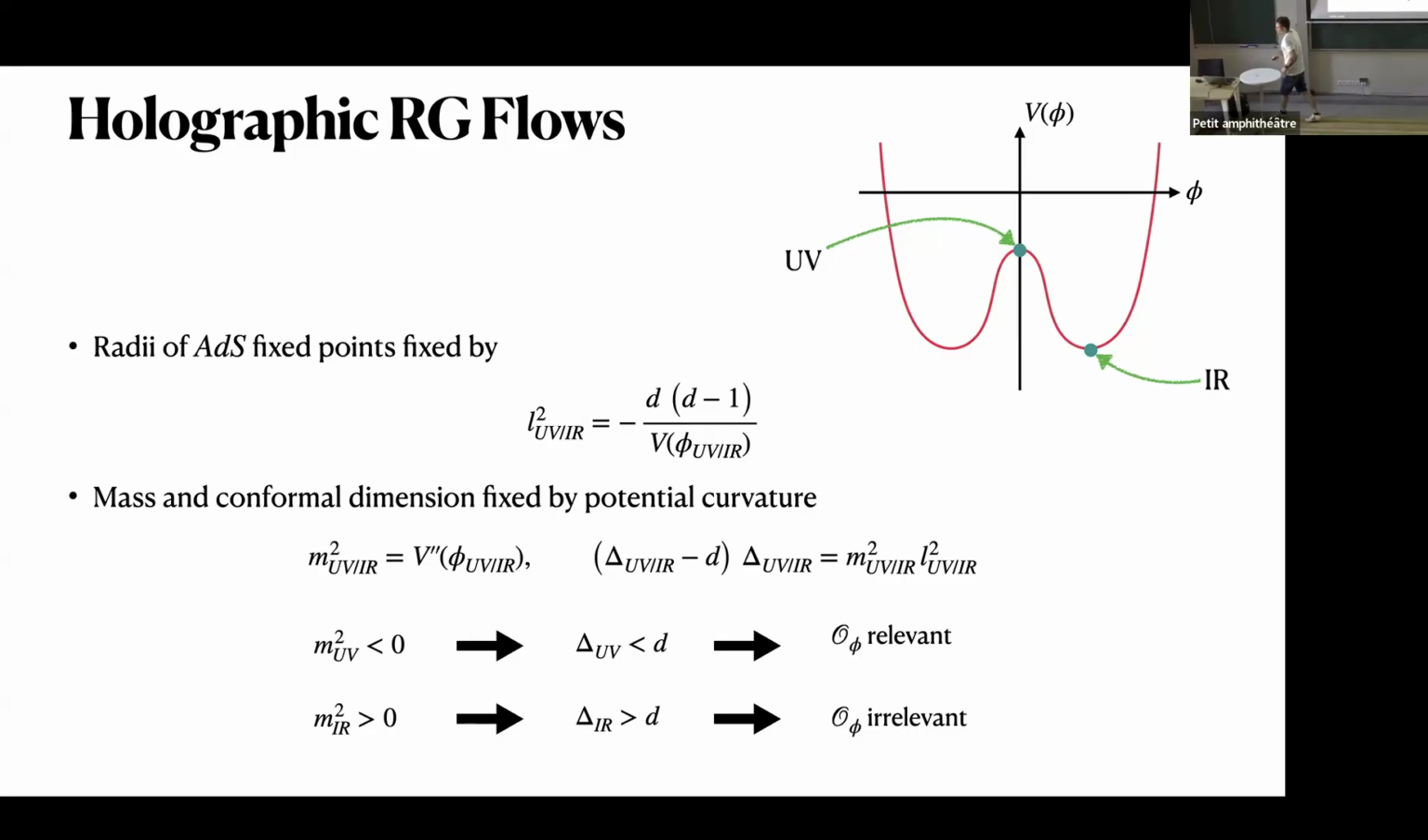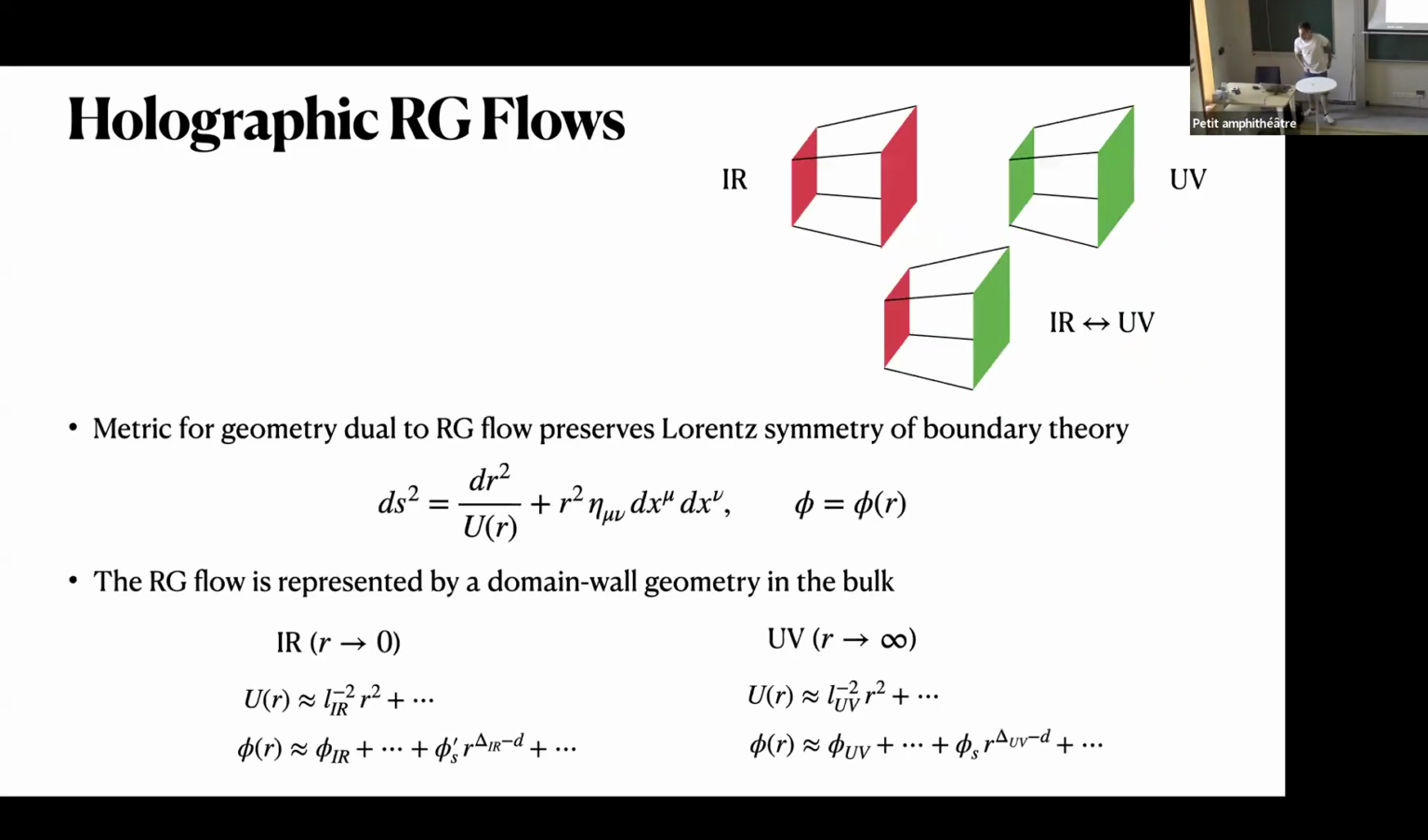So from the bulk point of view, what am I doing? I have an infrared AdS. This was the picture I drew. I have a UV AdS, and I'm basically gluing the two together. Okay, so that is the extra radial direction. The metric that I would have to write down should be slightly more general than AdS. It will have to accommodate this domain wall solution.